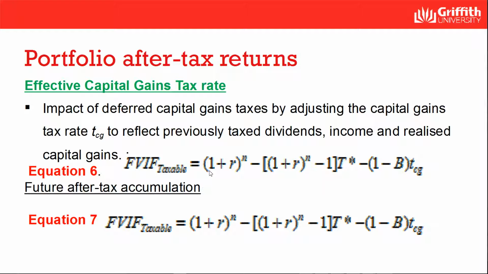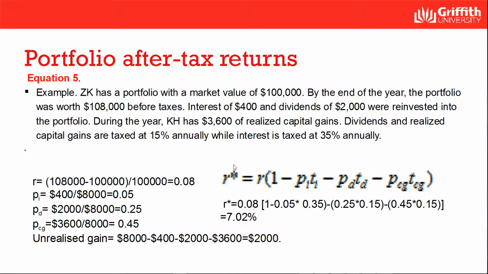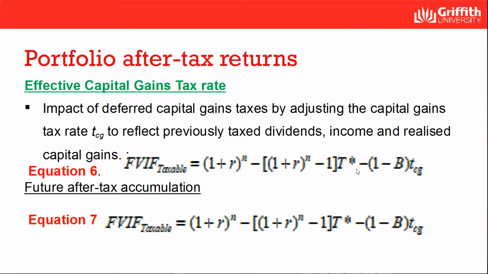This is the impact of deferred capital gains taxes by adjusting the capital gains tax rate, TCG, to reflect the taxes that we've already paid on dividends, income, and realized capital gains. So we've seen some of this before: (1 plus r) to the power of n minus [(1 plus r) to the power of n minus 1] times the tax rate star, which we saw in the last formula. This tax rate, the portfolio after-tax returns, minus (1 minus B) times the tax on the capital gains.